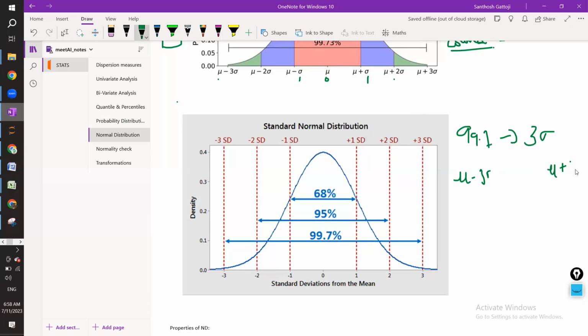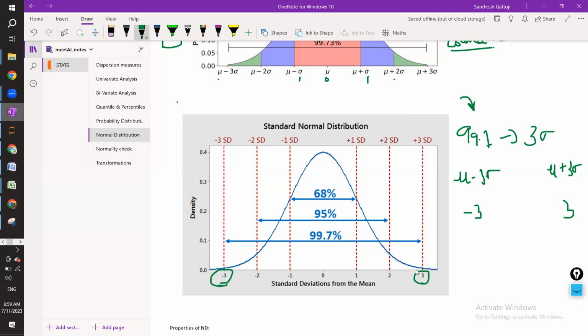But in case of the standard normal distribution, what is this mu minus 3 rho? It is minus 3. And what is mu plus 3 rho? It's plus 3. Agree? So it is extremely useful that, in a standard normal distribution, almost 100% of the data can clearly be found between minus 3 and 3 itself.